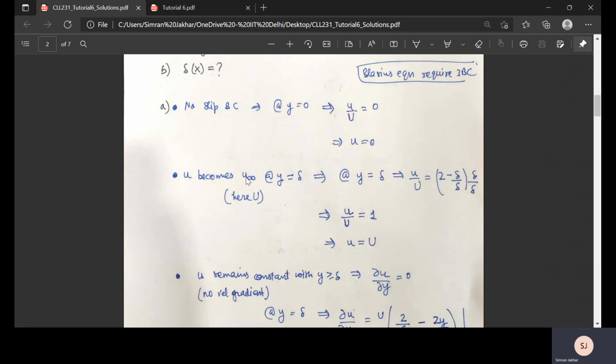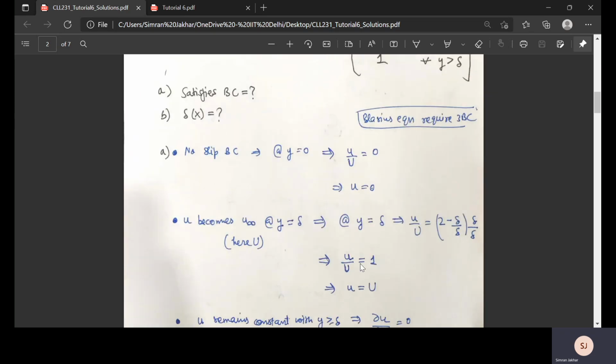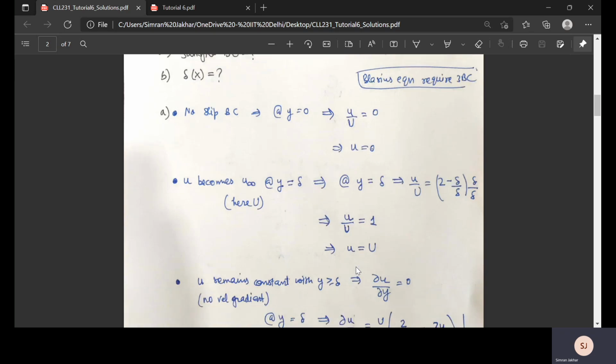And the second is, at y equals delta, the fluid velocity will be equal to the free stream velocity, that is u infinity. Here it is denoted by capital U. So substituting y equals delta in the velocity expression, we will get small u by capital U equals 1. Which implies that at y equals delta, small u equals capital U, that is the free stream velocity.